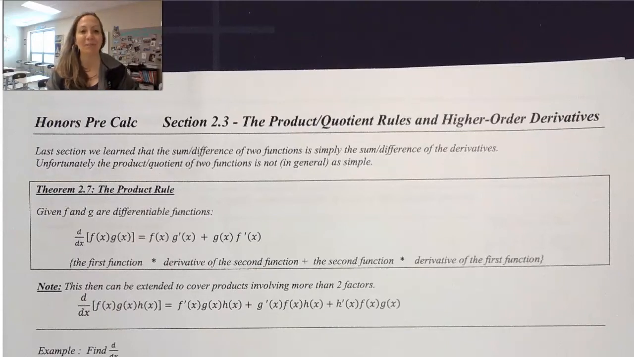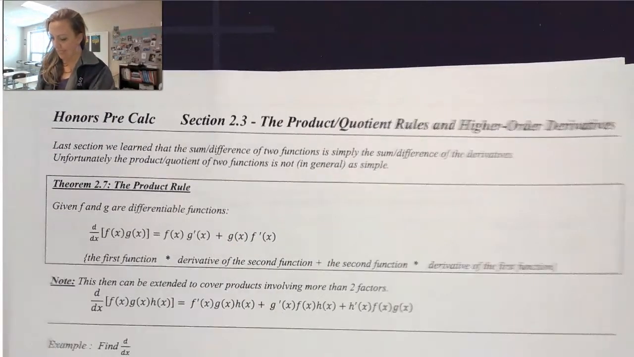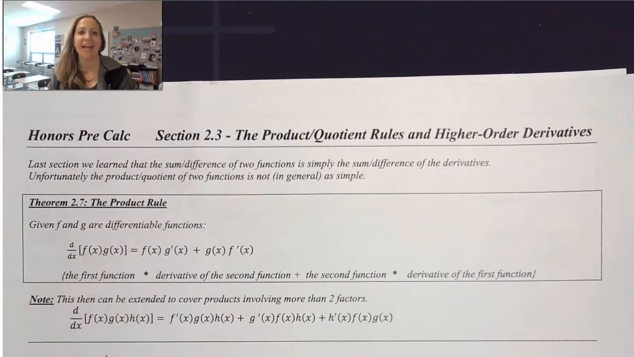Hi. Today we're going to be looking at section 2.3a. We're going to be looking at the product and quotient rules, and that's about all we're going to be doing today, okay?